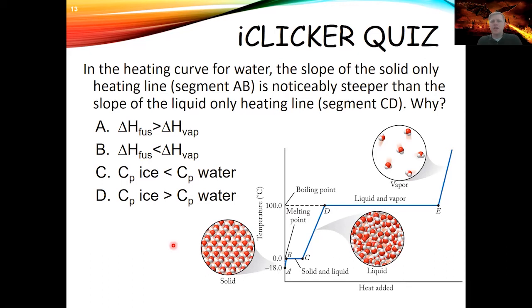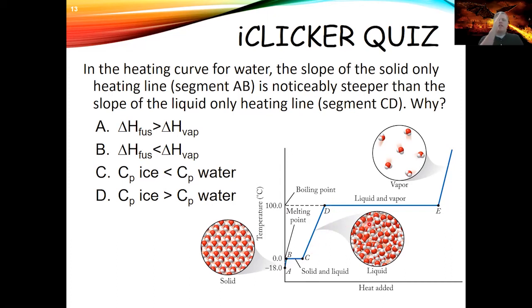Well, there's actually two statements on this that are true. On a good heating curve, you should be able to figure out the delta H of fusion and the delta H of vaporization by looking at how long these lines are. If I look at these, the delta H of vaporization has a much longer line than the delta H of fusion. So we can say that the delta H of vaporization is larger than the delta H of fusion. But that has very little to do with the actual problem. The problem is actually asking about these slopey lines here, right?